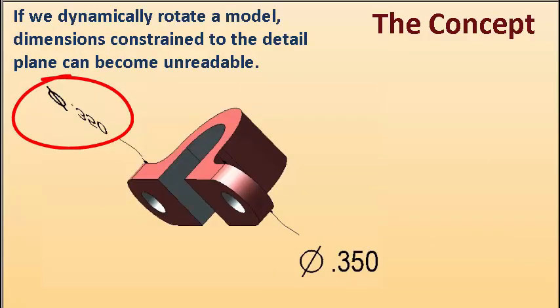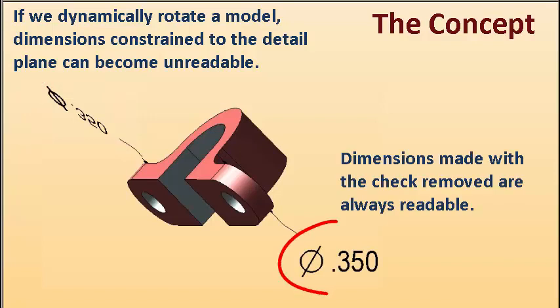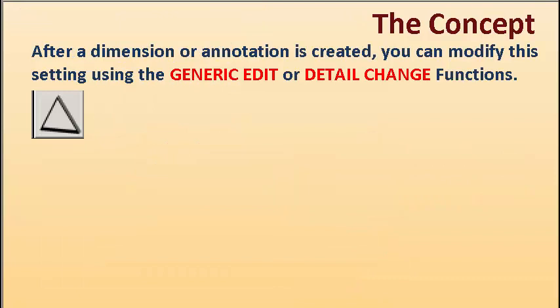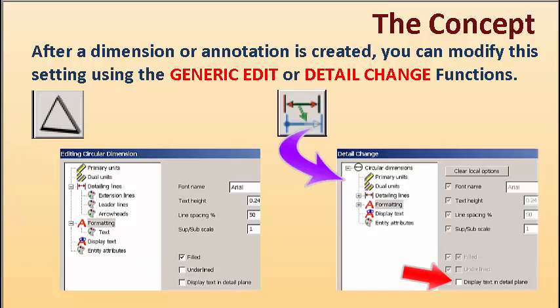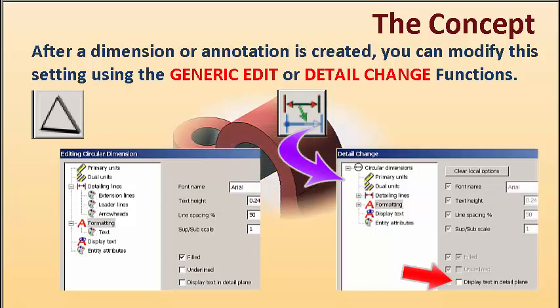If we dynamically rotate a model, dimensions constrained to the detail plane can become unreadable. Dimensions made with the check removed are always readable. After a dimension or annotation is created, you can modify this setting using the generic edit or detail change functions. So let's work with an actual file.